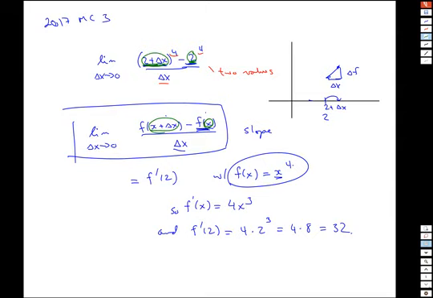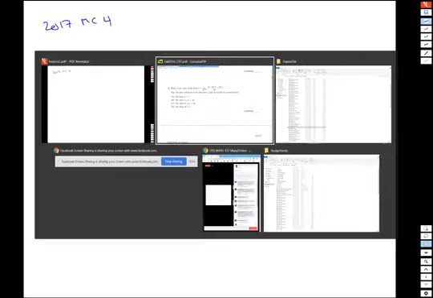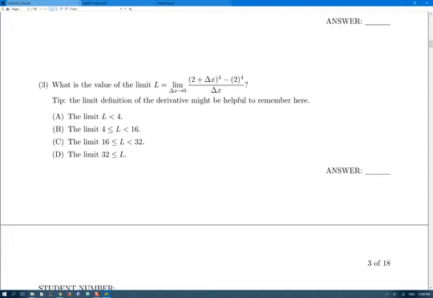Okay. Let me just go to a different page here. Taking a look at 2017 multiple choice number 4. That was one of the graphical analysis questions.